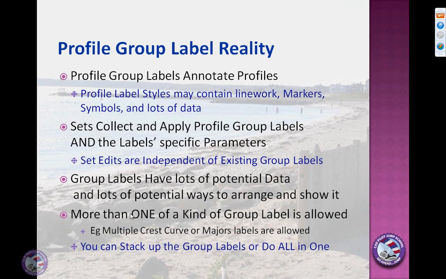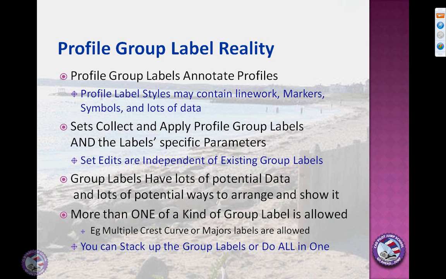Remember, and this is really key, more than one of a kind of group label, as we saw with our sag curves, is allowed. So if you have differences and want things labeled differently based on what's going on in the profile, this is also true of alignments. You can massage the group labels by stations, as I showed you, and that allows you a lot of annotative flexibility. You can pretty much get over whatever your problems are.